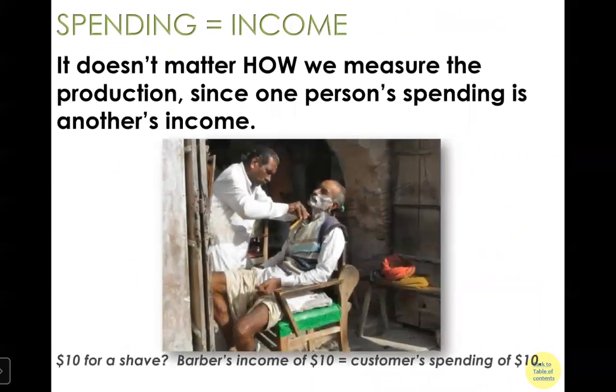Now this slide explains why they are equal to each other, particularly spending equal to income, income equal to spending. Just use this background picture. Basically it says every penny I spend becomes somebody else's income.